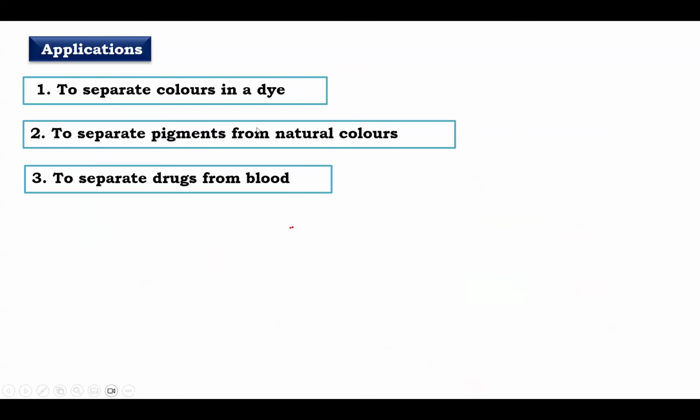What is the application of chromatography? It is used to separate the colors in a dye. One drop of blood on the filter paper, and they do the same thing. They dip it in the water. How can you tell if it's drugs or not? There are analyses. We have to do different tests for it.